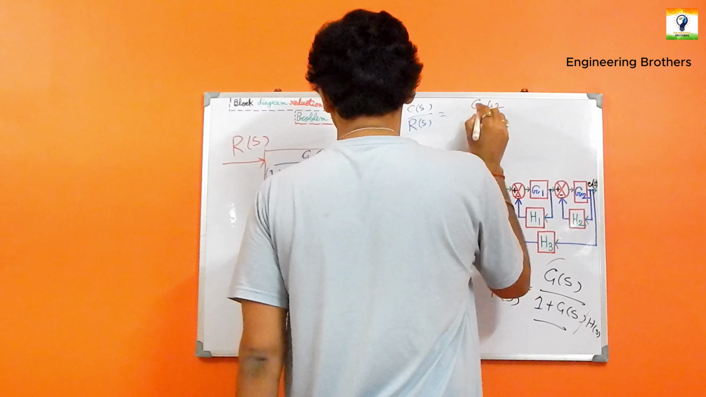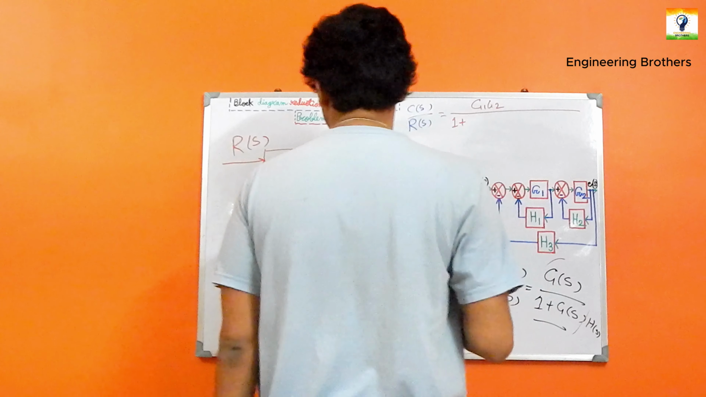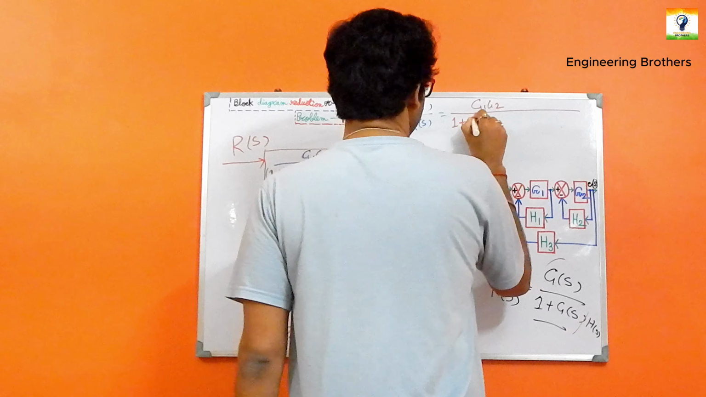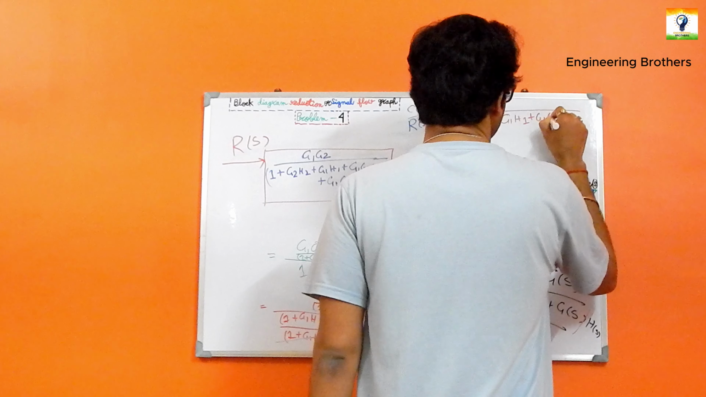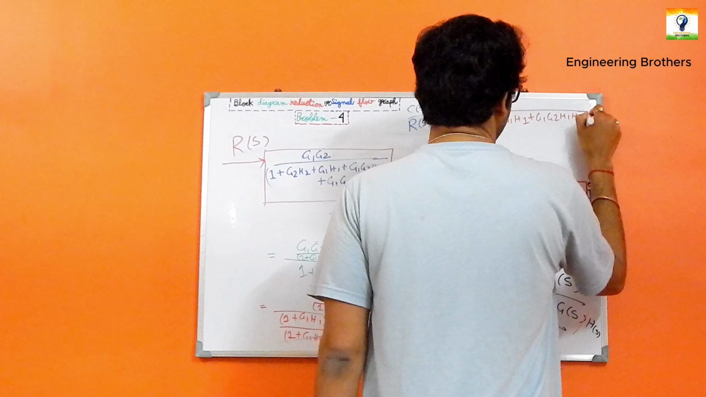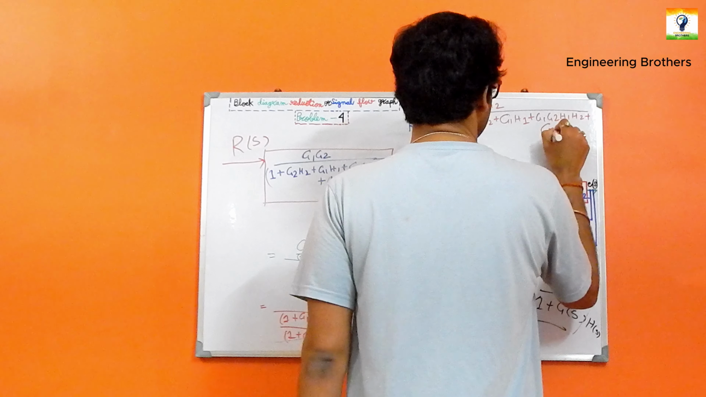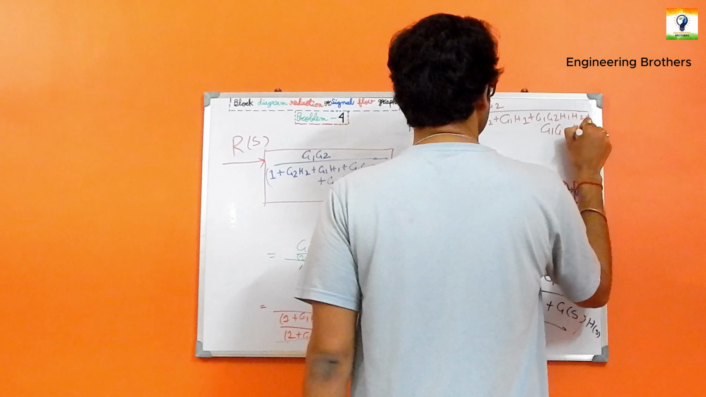G1 G2 divided by 1 plus G2H2 plus G1H1 plus G1 G2 H1H2 plus G1 G2 H3.